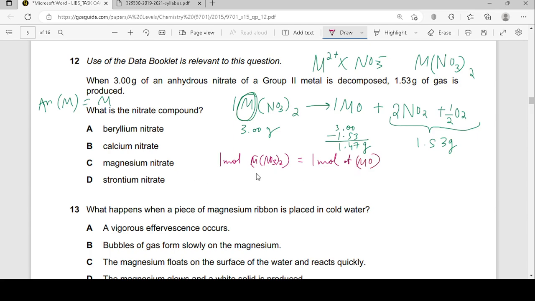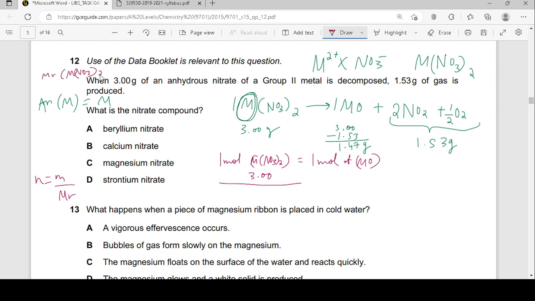If you get confused by this, you don't need to write it. But basically, then you know n equals to m over Mr, right? So instead of this 1 mole, I can write m over Mr. So over here it has 3.00 divided by, now what's the Mr of M(NO3) twice?